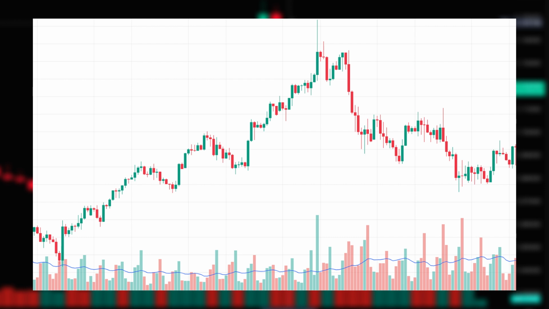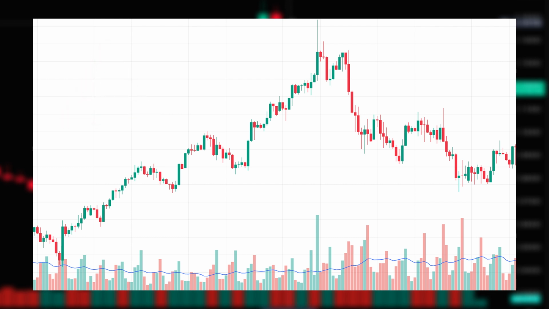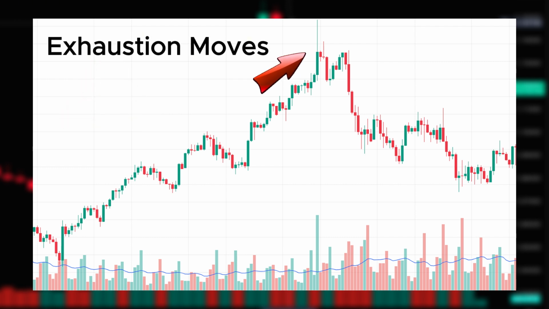One point that you must pay attention to here is that an increase of volume is not always a signal for further continuation of the prior trend. There are cases in which we have an exhaustion move, which is a very sharp advancing or declining of the price with an extreme amount of volume.